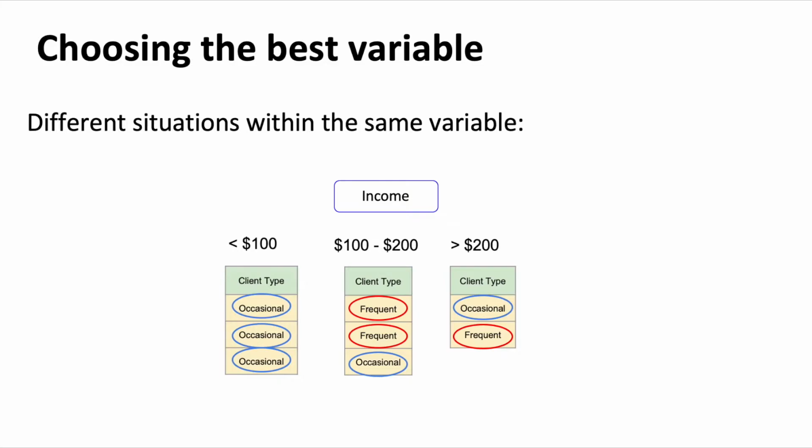So notice that when we separate the table according to one variable, we have different cases. Sometimes it's very good. For example, when the income is lower than 100, we get all the cases in one class. That's very nice, because we could even have a very basic model saying, if your income is lower than 100, then the client type is occasional, because from the training set, we can see that all the rows belong to the same class. But in other cases, the same variable is not so good, as in these two cases.